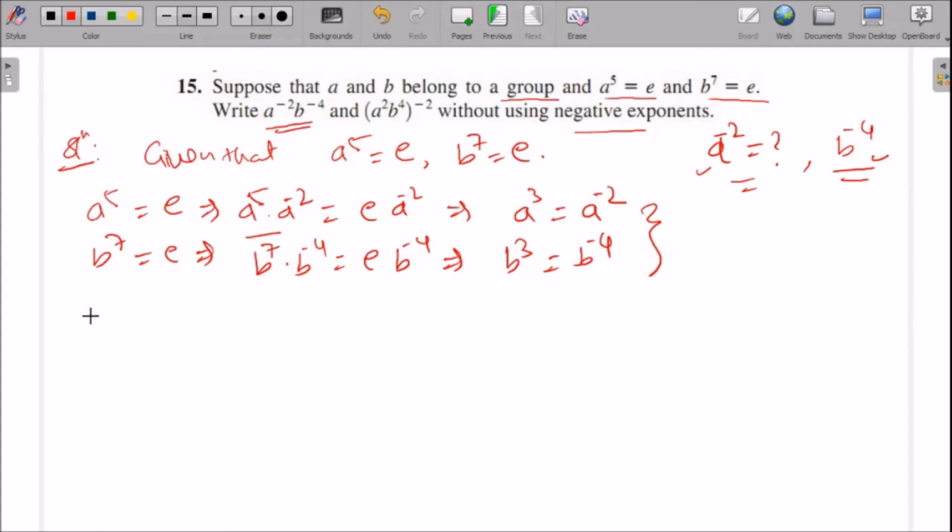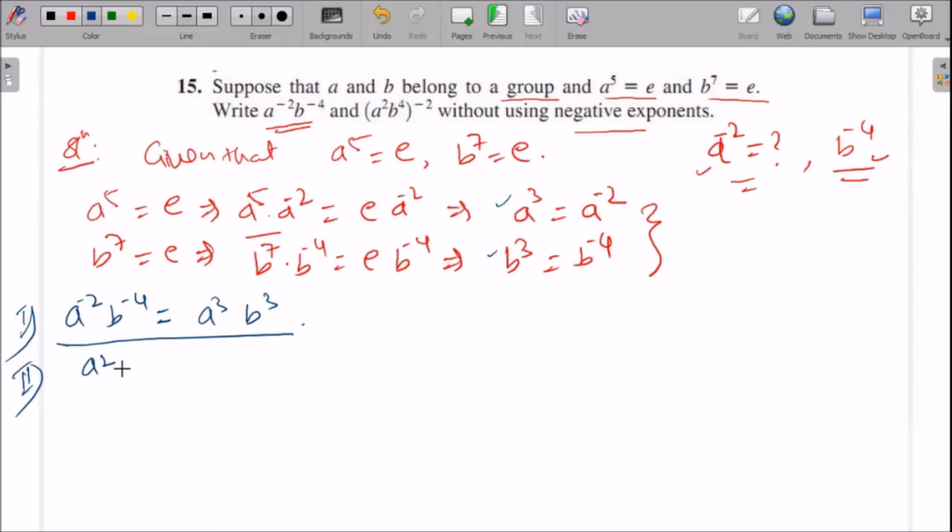Now consider the first one, a^-2 b^-4. Let us substitute the equivalent values from here. So a^-2 equals a^3, and this is b^3. This first one is complete. Let us do the second, (a^2 b^4)^-2. We can write it as ((a^2 b^4)^-1) whole to the power 2.